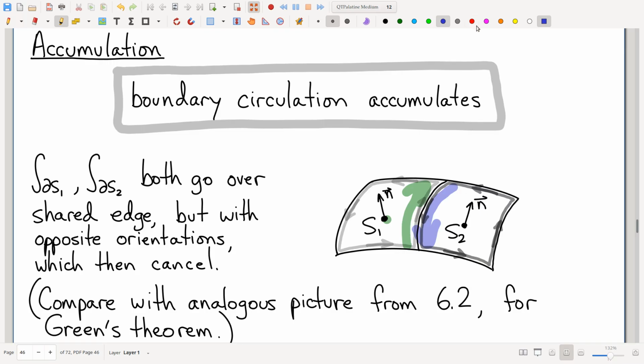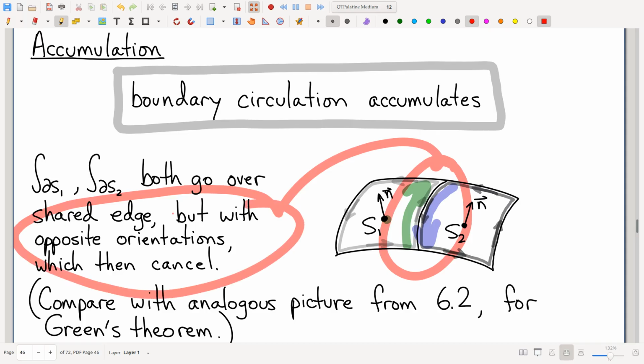And again, that cut edge, just like with Green's theorem, same story. Just like with Green's theorem, that shared edge appears twice in the sum of the parts. It appears twice but with opposite orientations, therefore they have opposite values and therefore they cancel. Just like with Green's theorem. The analogy is overwhelming, right?